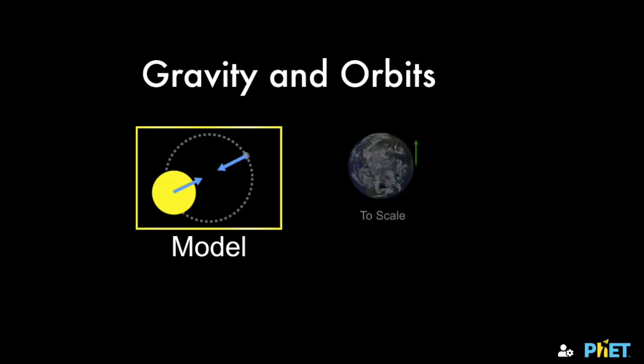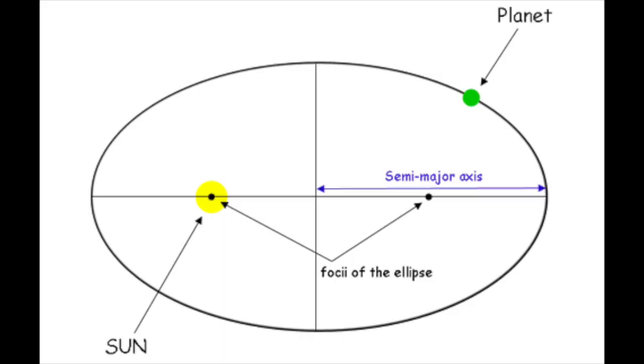simulation. Before that, defining the three Kepler's laws. The first law is the law of ellipses. Every planet moves along an elliptical orbit with the sun at one of the two foci. That means that no planetary orbit is perfectly circular, but rather an ellipse.